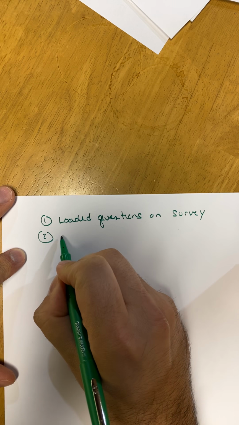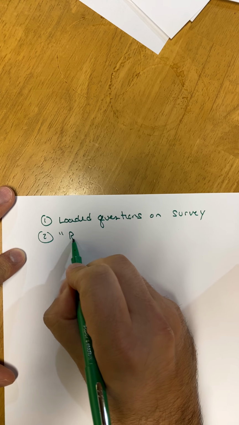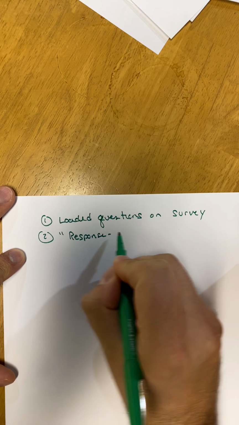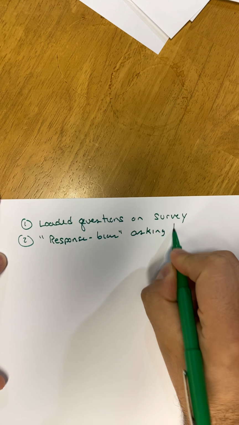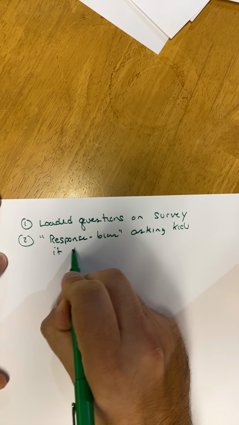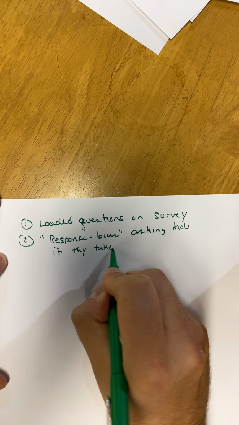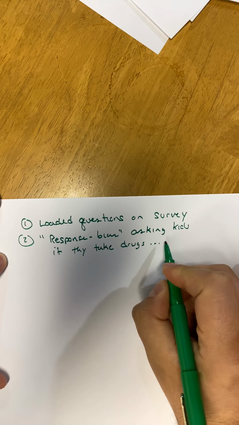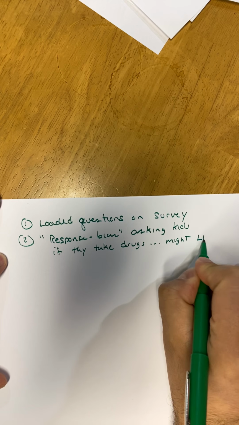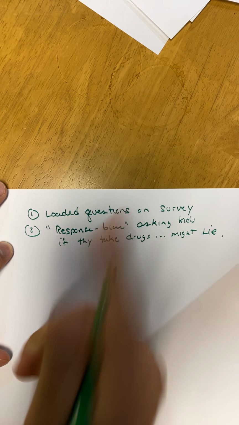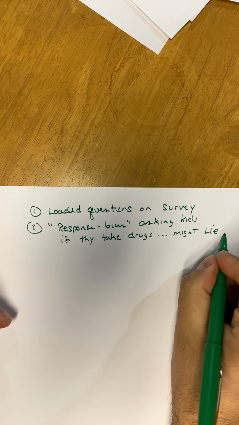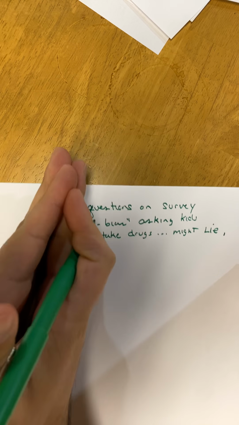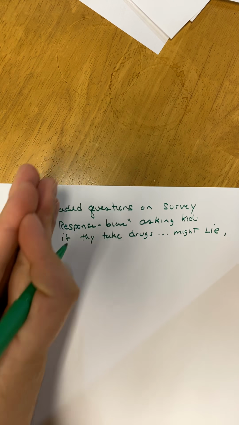Or you could have something that's called response bias. That would be like asking kids if they take drugs. Kids, they might lie. Especially the person standing right in front of you. Did you do drugs? You're like, no. You might do drugs every single day. So something like that, your results are going to favor not doing drugs. So that's a bias where they're always going to kind of lean to one side.